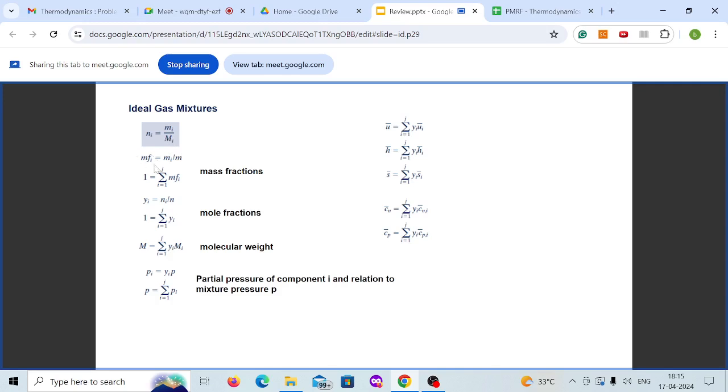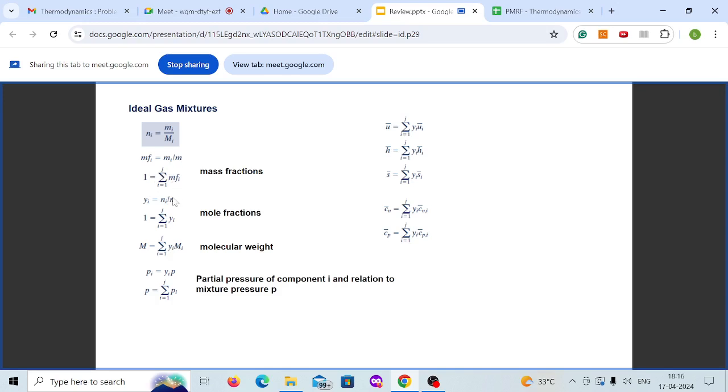So you can define mass fraction as the mass of that component divided by the total mass. Suppose you have oxygen and carbon dioxide, and you want to define mass fraction, the mass fraction of oxygen is mass of oxygen divided by the total mass of oxygen plus carbon dioxide. So mass Mi divided by mass M, where M is nothing but the summation of individual component masses. Then the summation of mass fractions is equal to 1.